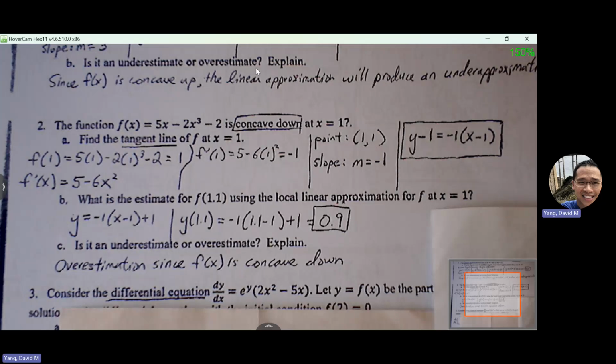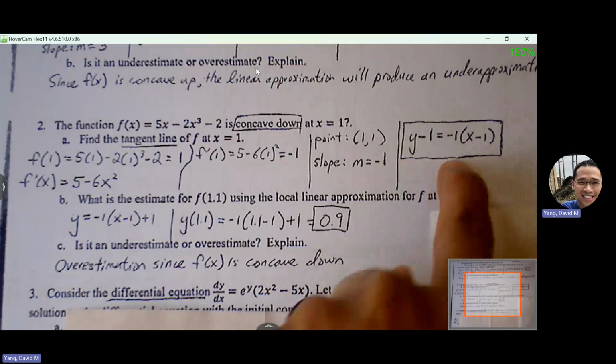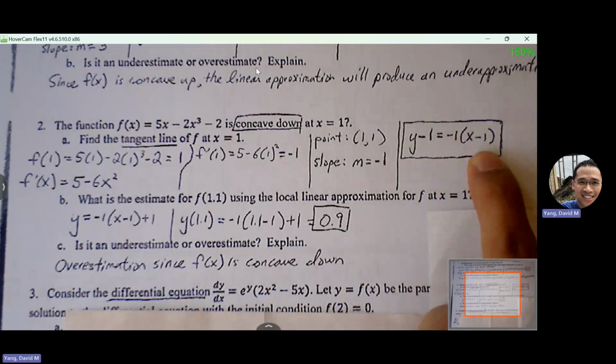Okay, so I found the ordered pair first. I plugged 1 into the function, and I got f of 1 is equal to 1. Next up, I found the derivative. Power rule: 5x becomes 5, minus 2x cubed becomes minus 6x squared. Plug 1 into the derivative to get my slope. Once I have my ordered pair and my slope, point slope form. Any questions here?